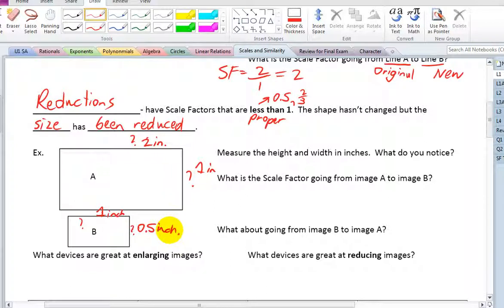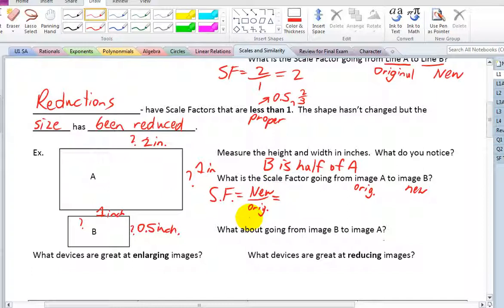Okay, thanks. So what do you notice from A to B? What do you notice about B? B is half of A. So now we're going in that opposite direction. Now we're saying that image A is your original and image B is the new image. So your scale factor equals new over original.